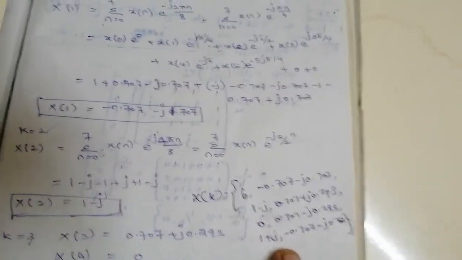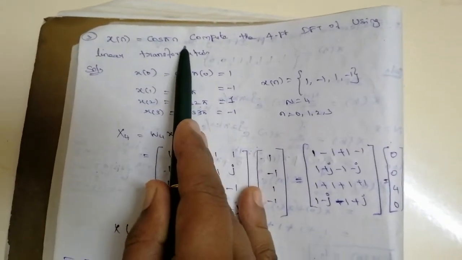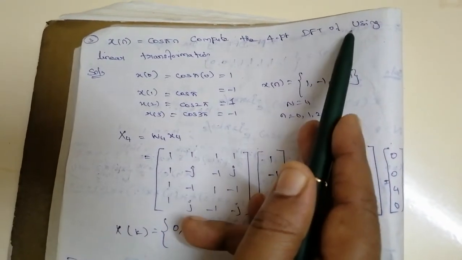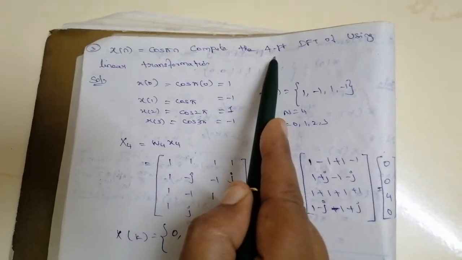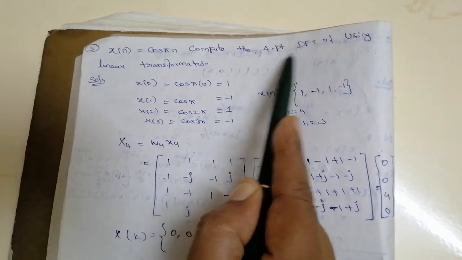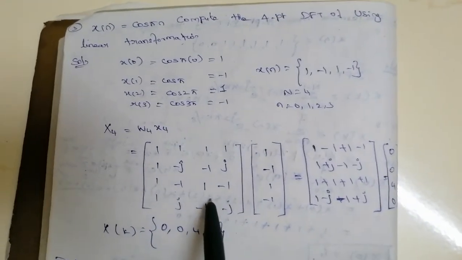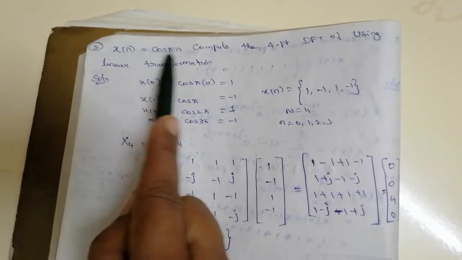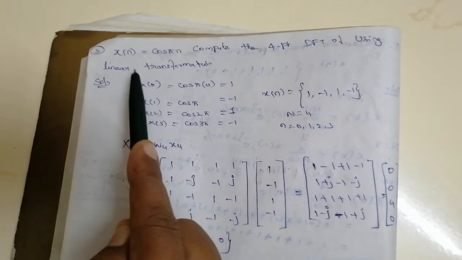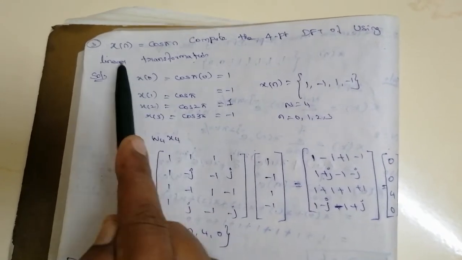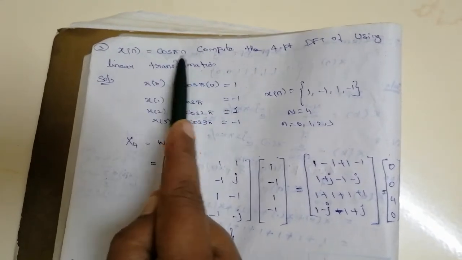Is it clear? Okay. So next problem, x of n equal to cos pi n. Compute the 4-point DFT using linear transformations. So here we also need to find the 4-point DFT. If N equal to 4, we directly use the matrix method. But here x of n equal to cos pi n. In the previous problem, the 4 values of x of n were directly given. For 4-point DFT means 4 values, 8-point DFT means 8 values. But here they have given cos pi n.